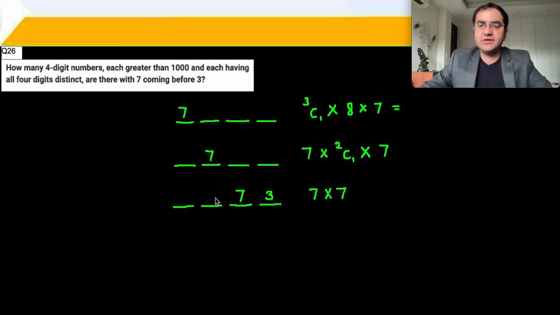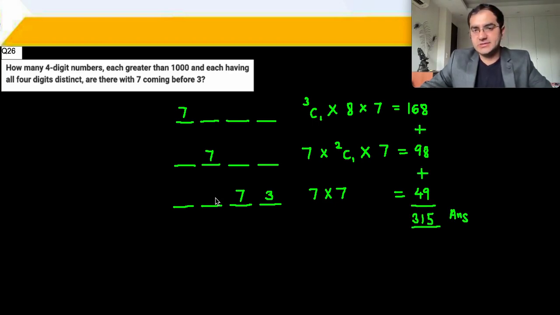3C1 is 3. 3 into 8, 56. Into 3 is 168. 49 into 2 is 98. And 49. Add them all up. You get a total of 315 as your answer.